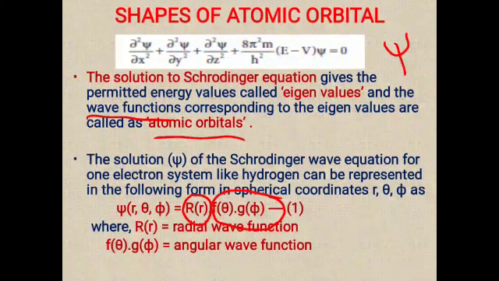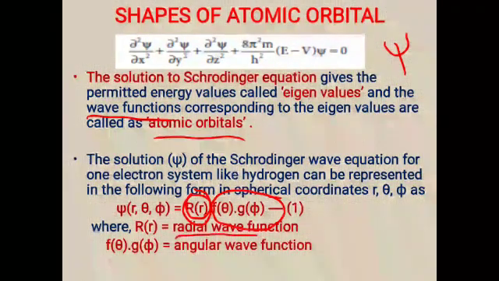We call the distance between the nucleus and the electron r. And when the electron travels in the form of a wave, it creates a density, the electron density. The electron density at a particular distance from the nucleus, we call it R of r. Okay, this R of r is nothing but the radial wave function.